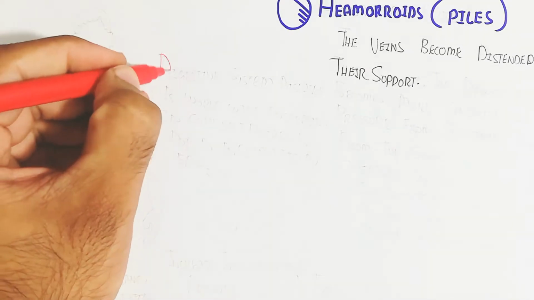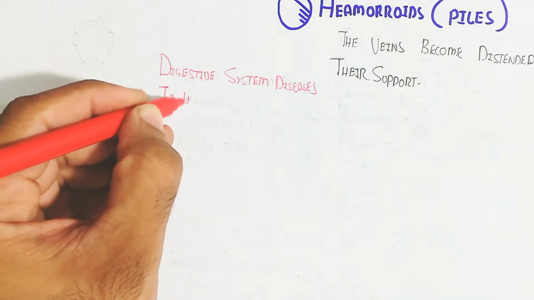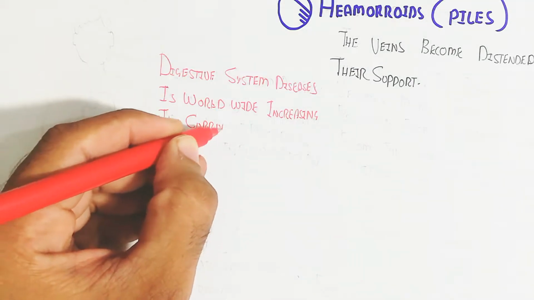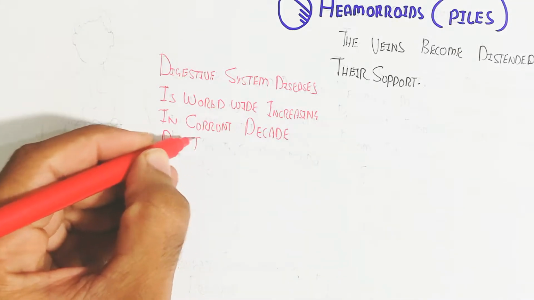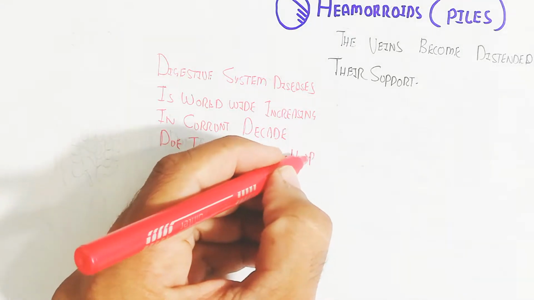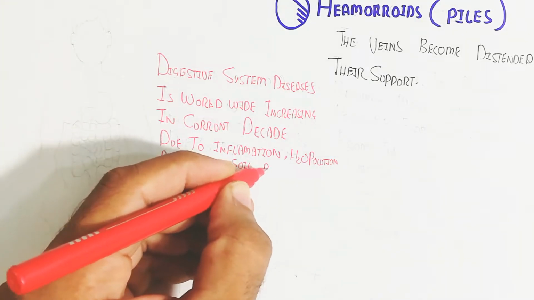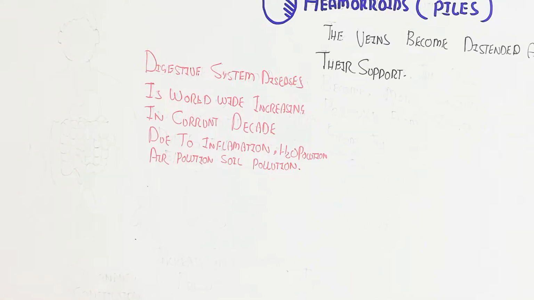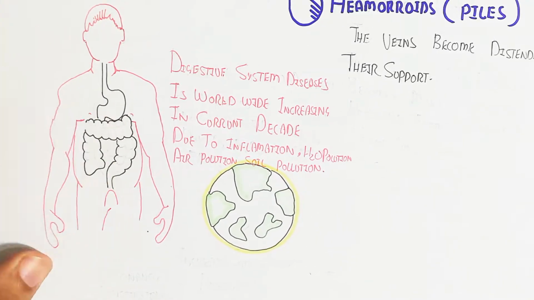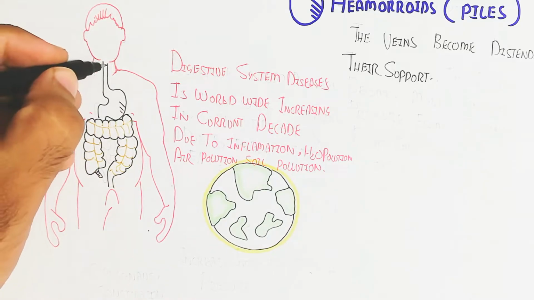Digestive system disease is increasing worldwide in the current decade due to pollution, like water pollution, air pollution and soil pollution, which in the form of food and water will damage the digestive system. Damage to the digestive system will lead to inflammation and also cause colorectal cancer, colon cancer, stomach cancer, and a lot of other things. But in this video, we will learn about the hemorrhoid.